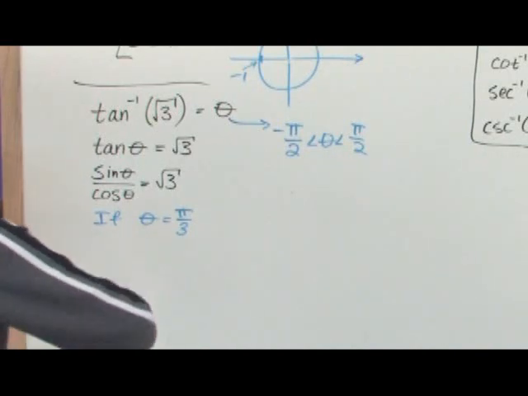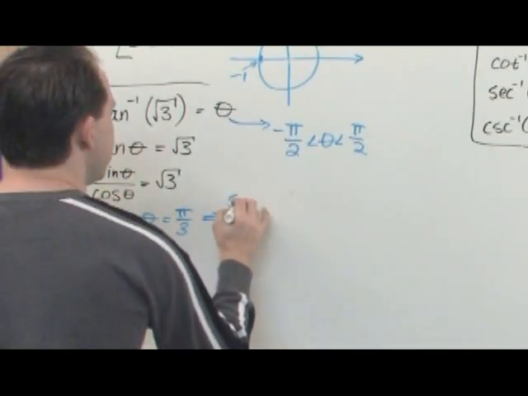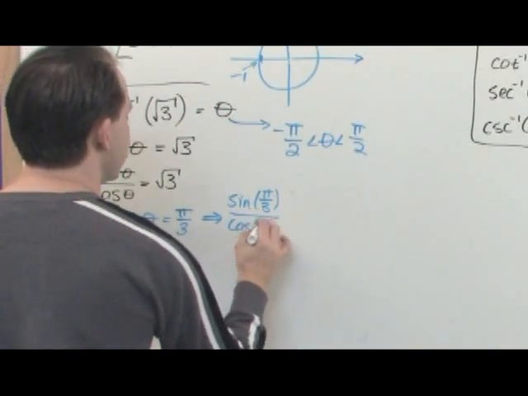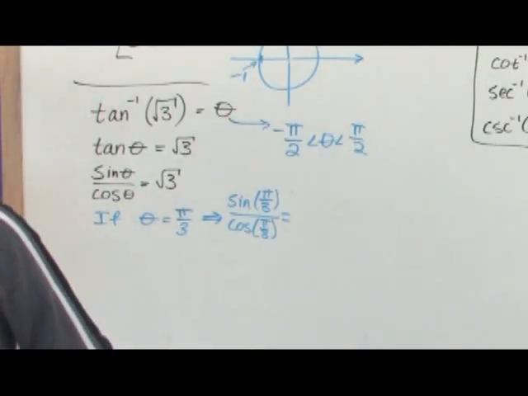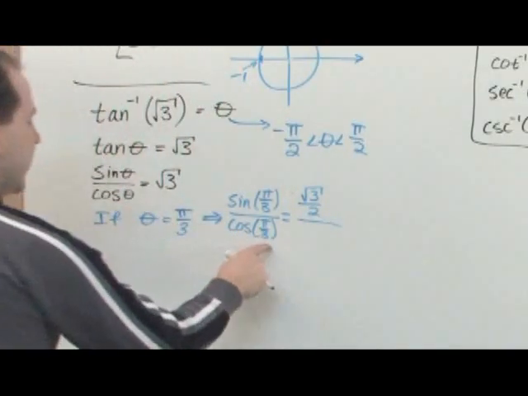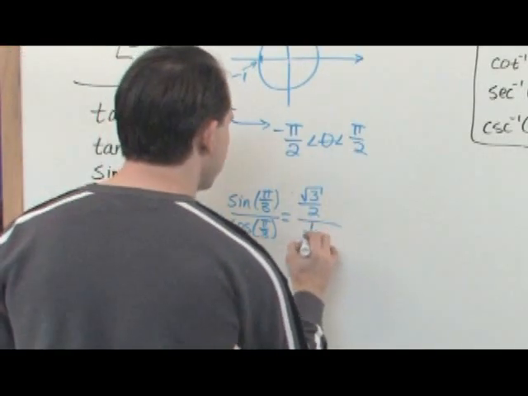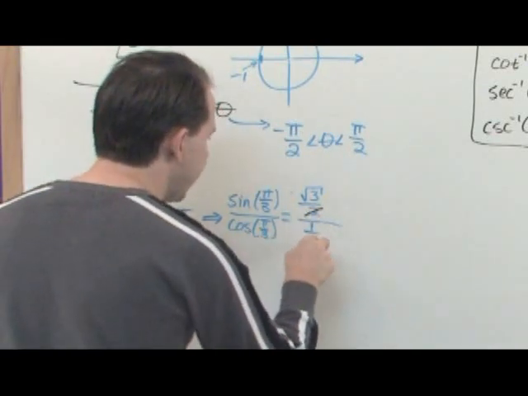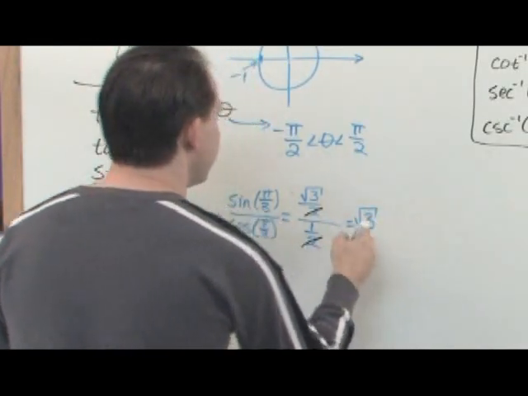If I choose pi over 3 as my angle, then what happens if I take the sine and the cosine? I have sine of pi over 3, and I'll have cosine of pi over 3. And what is this going to equal? Well, the sine of pi over 3 is like the sine of 60 degrees, so that's the square root of 3 over 2. And the cosine of pi over 3 is the same thing as the cosine of 60 degrees, which is 1/2. And so you have square root of 3 over 2 over 1/2, and these 2's can just cancel with each other because they're both in the denominator. So what you're going to have here is the square root of 3. So we got the right answer.